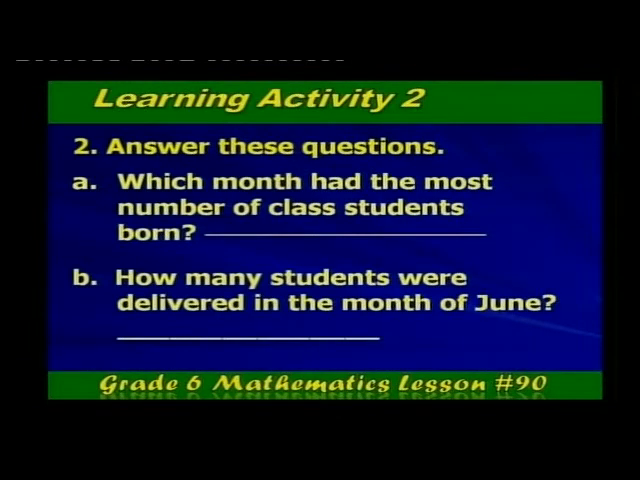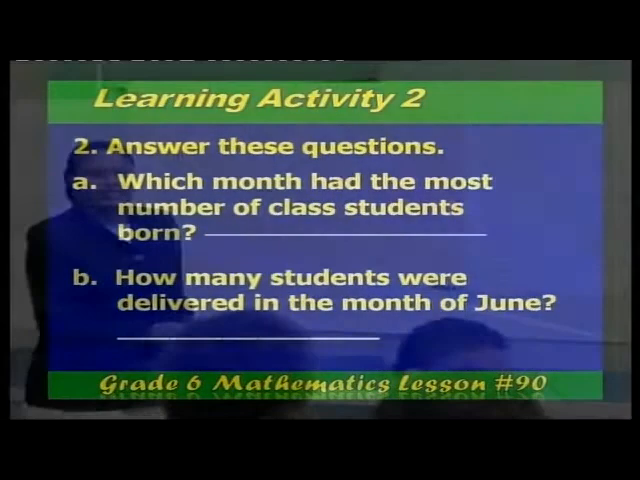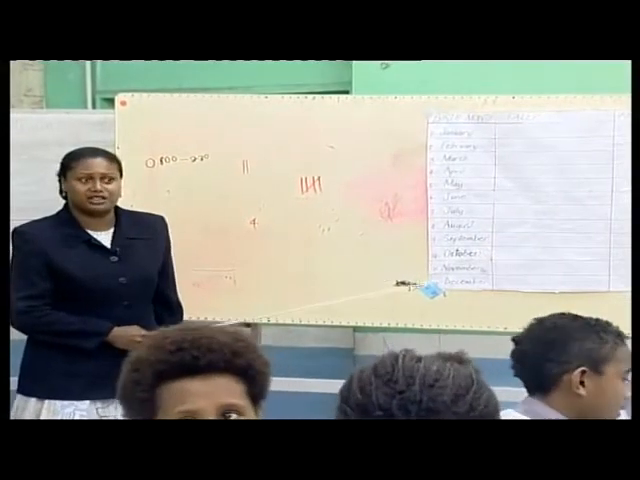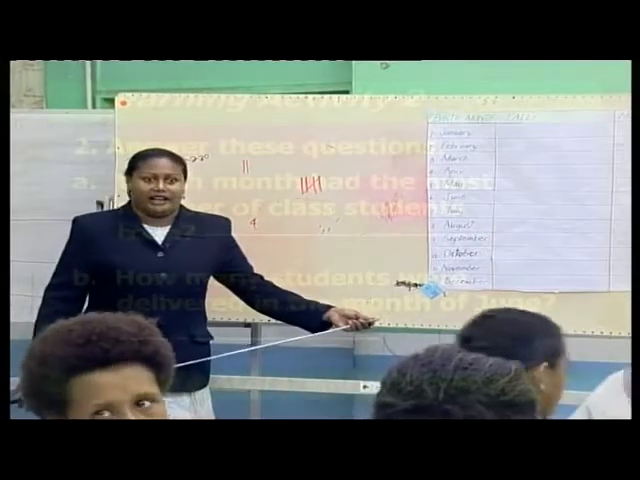Then you will answer this question: which month had the most number of class students born? And how many students were born in the month of June? You will answer these questions once you have filled your table. This is the table that you will fill after you collect your information.